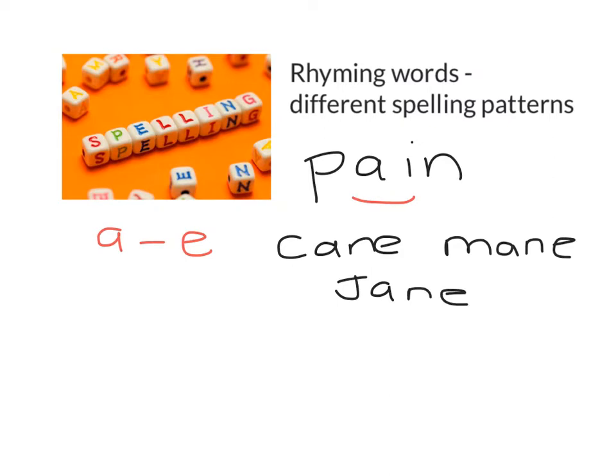And I also know that the A sound in a word could be created by using the letters A-I, like in the words gain and rain. So sometimes if you write a word and look at it and it doesn't look right, you could try writing that spelling pattern using a different combination of letters that you know make that same sound.